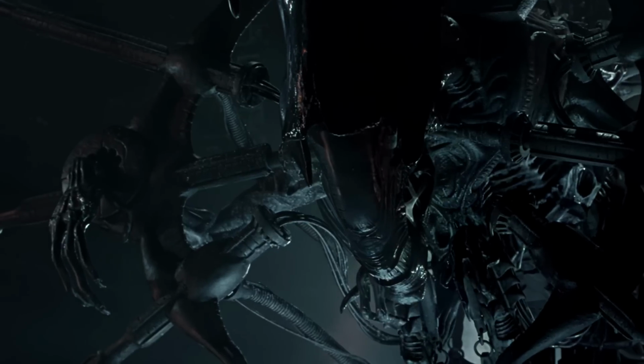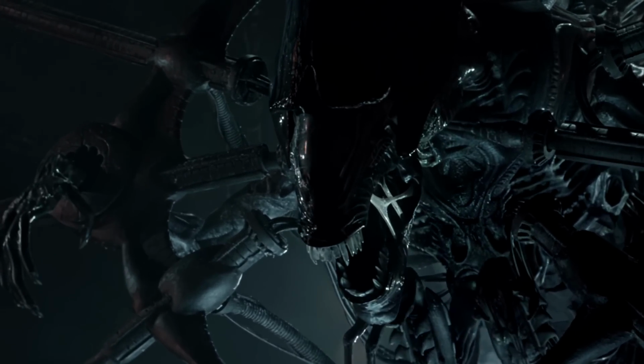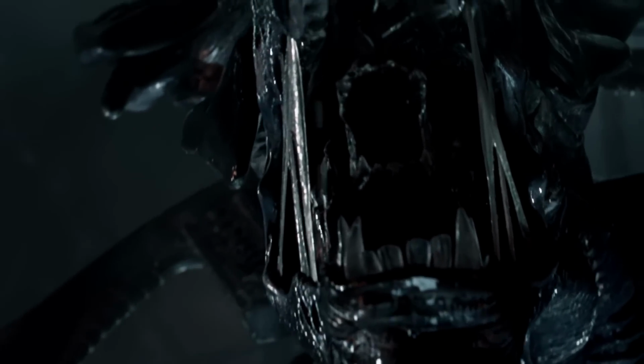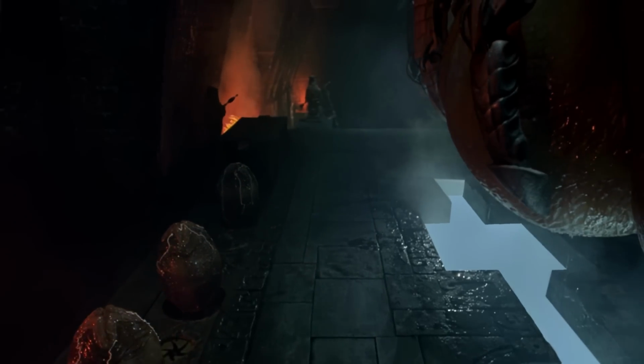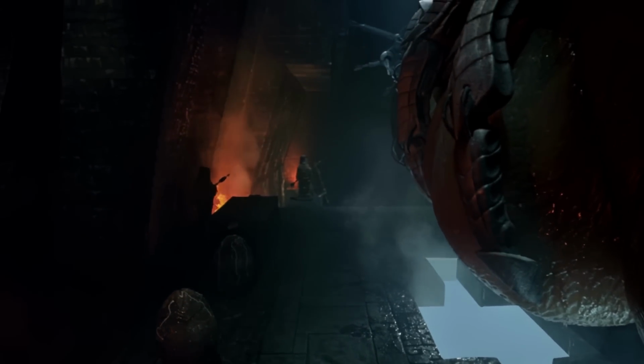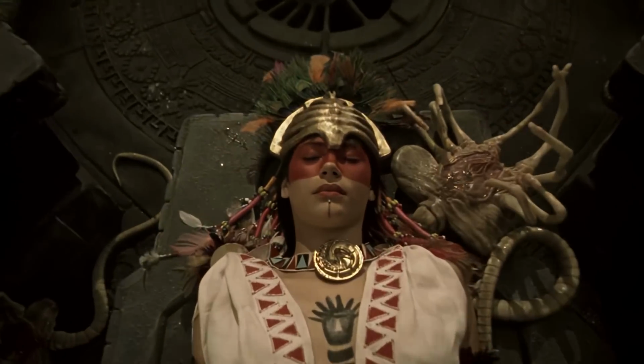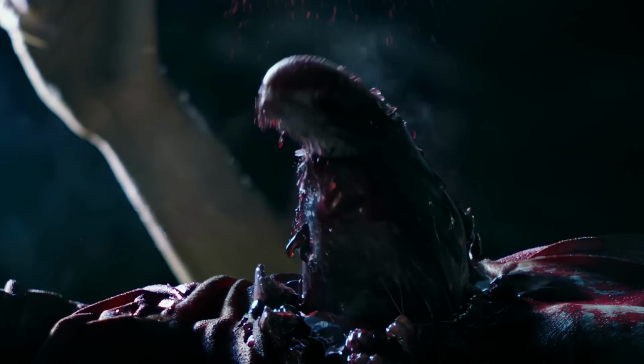In Alien Romulus, the Queen is conspicuously absent, leading the film to hint at a significant change in the reproductive process of the xenomorph species. Traditionally, the Queen was the central figure in the species' life cycle, responsible for laying the eggs that would hatch facehuggers, which in turn implanted embryos into hosts, resulting in the eventual emergence of xenomorphs.